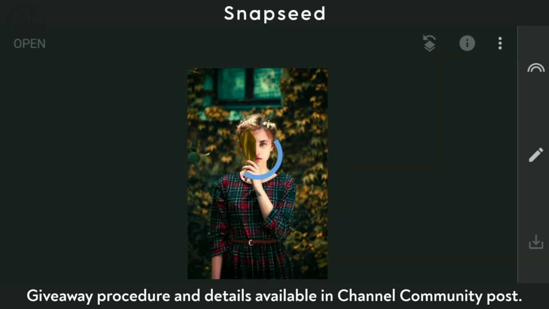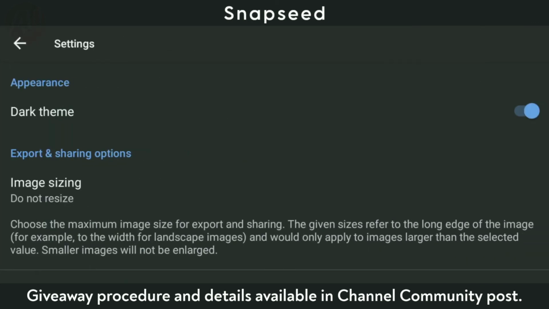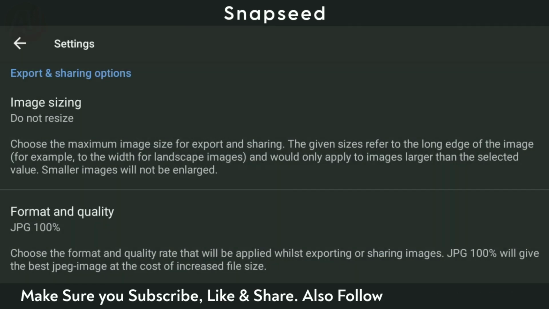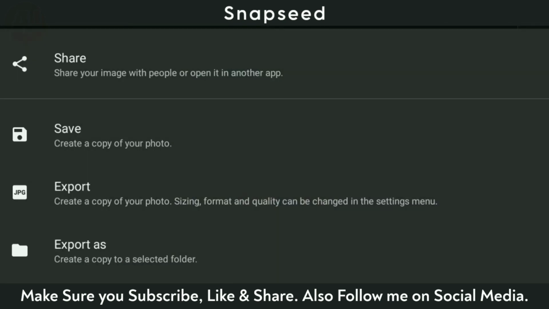So how to export the image in high quality? Simply click on the top 3-dot menu and select Settings, then select Format and Quality and select 100% JPG. After clicking on it, simply export the image and your image will be exported in high quality.